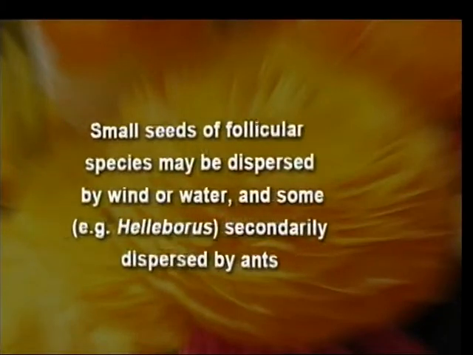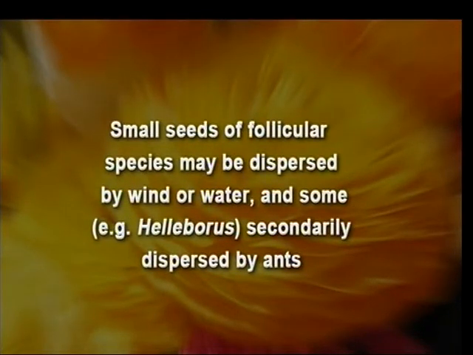In the case of follicular species, those species wherein we have the fruit as a follicle, the seeds are too small and they may get dispersed by wind or water. And some, for example Helleborus, are secondarily dispersed by ants.